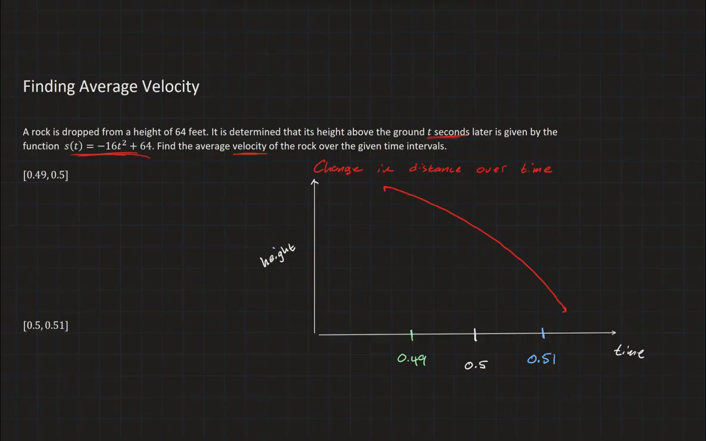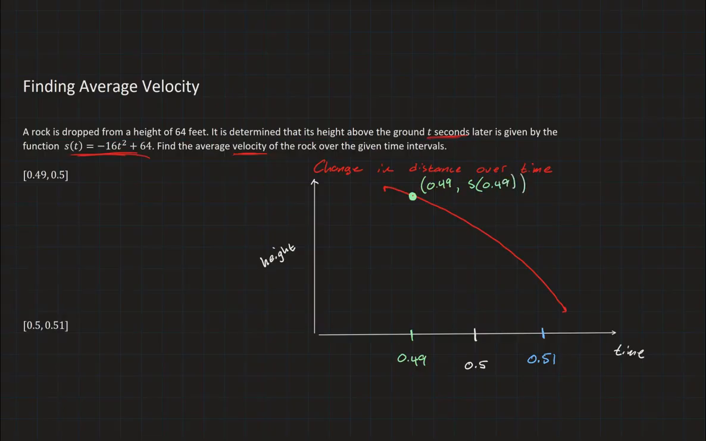Okay, so in order to estimate the average velocity in between this time interval, for this first time interval, what I need is a point that's on this function. So I'm going to draw this point right here. And I'm going to say this is the point 0.49. And then in order to find the height of the function at that time, I need to evaluate the function at that time. So I'm going to say s of 0.49.